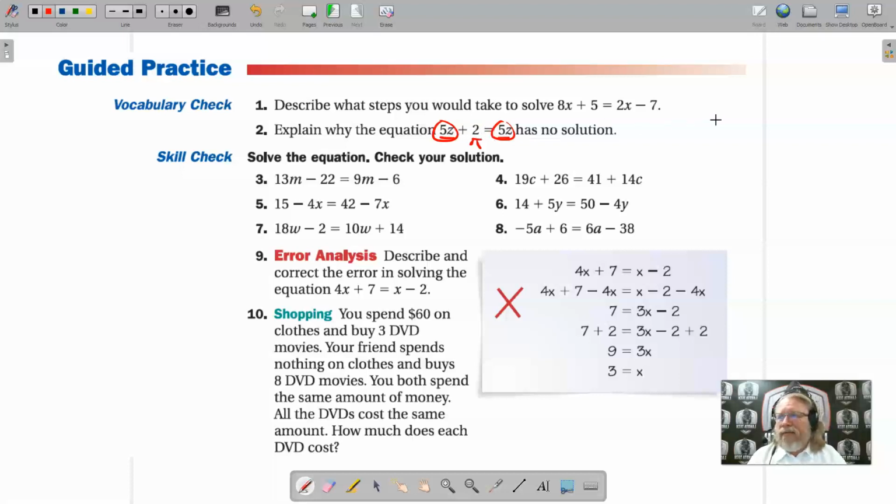So you're never going to be able to find a solution for that. Well, let's look at that. 5z plus 2 equals 5z. So you might say, what could we do? I don't know.